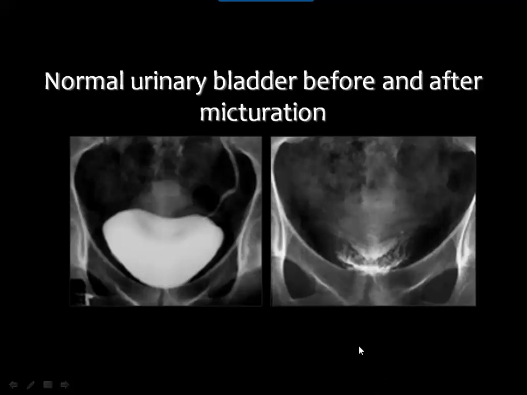After filling the urinary bladder with the excreted contrast media and urine, we have a film for the urinary bladder whenever it is full, and then we ask the patient to go to void. Then we have another film to show the ability of the bladder to evacuate.